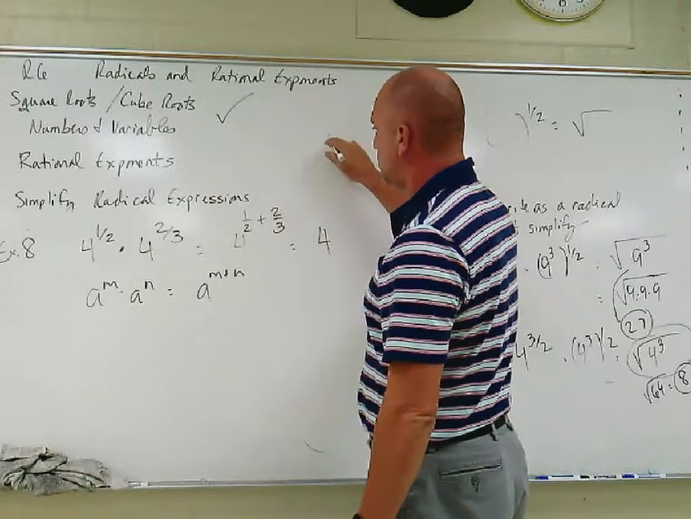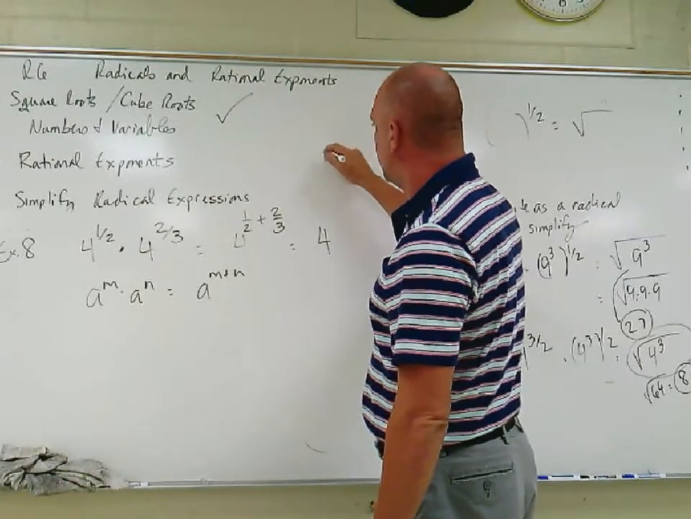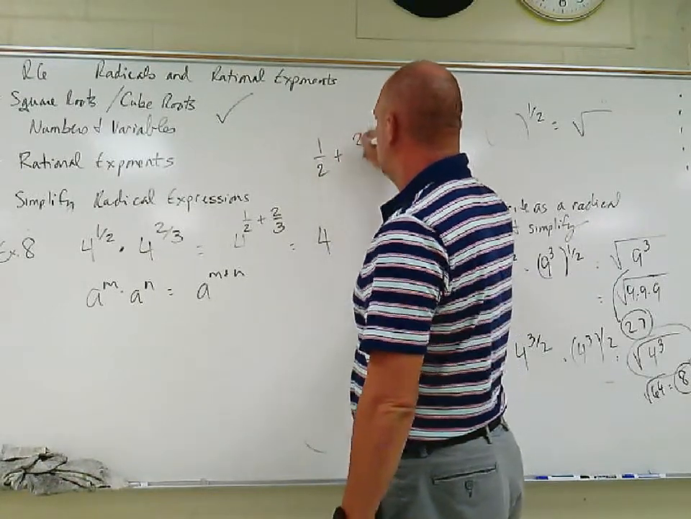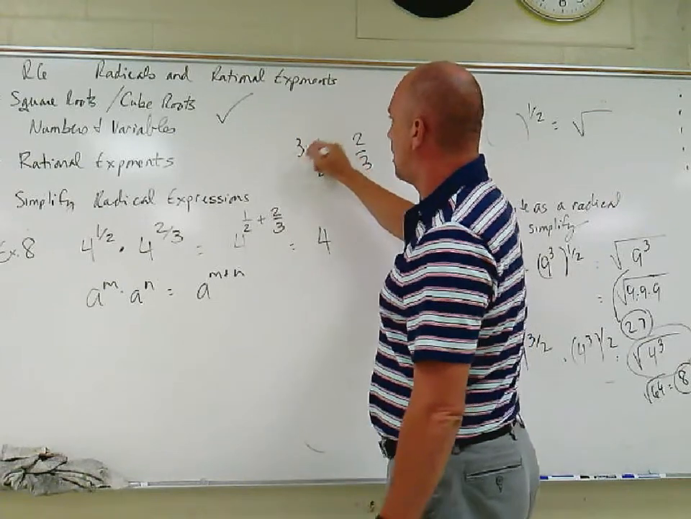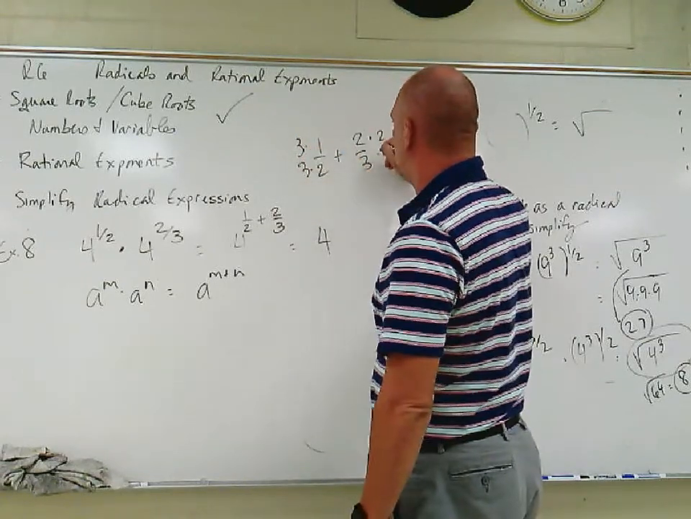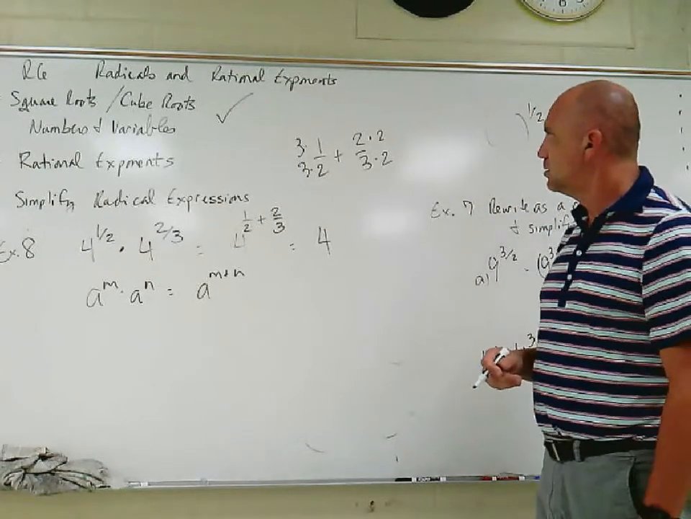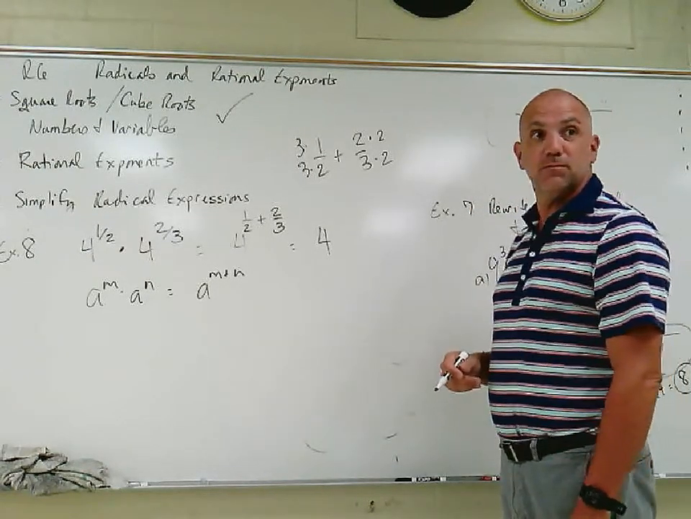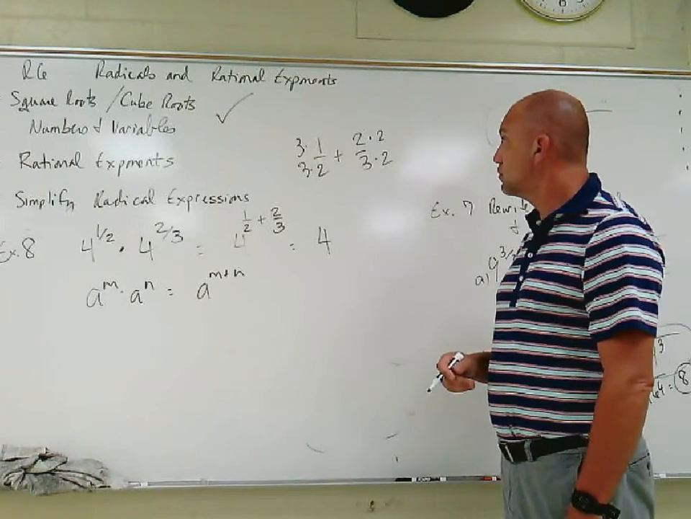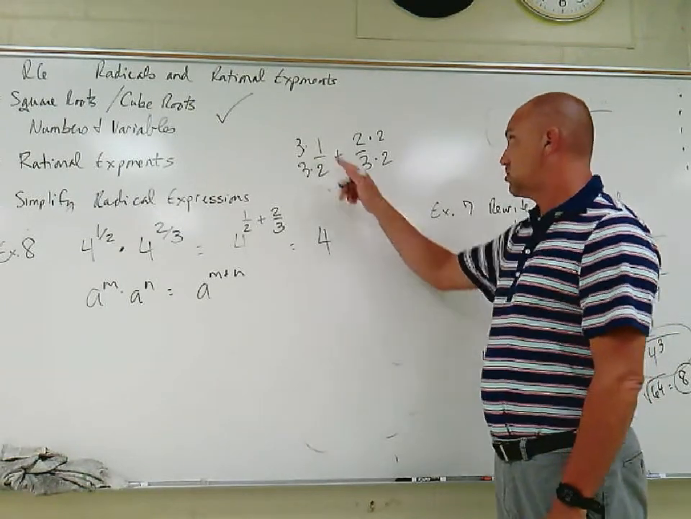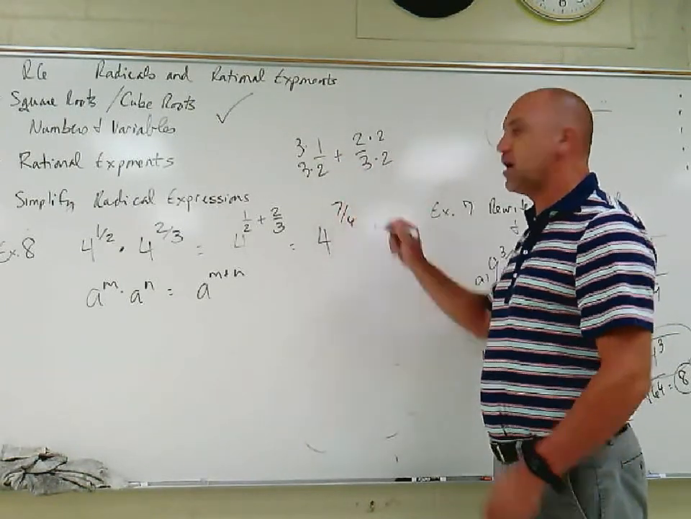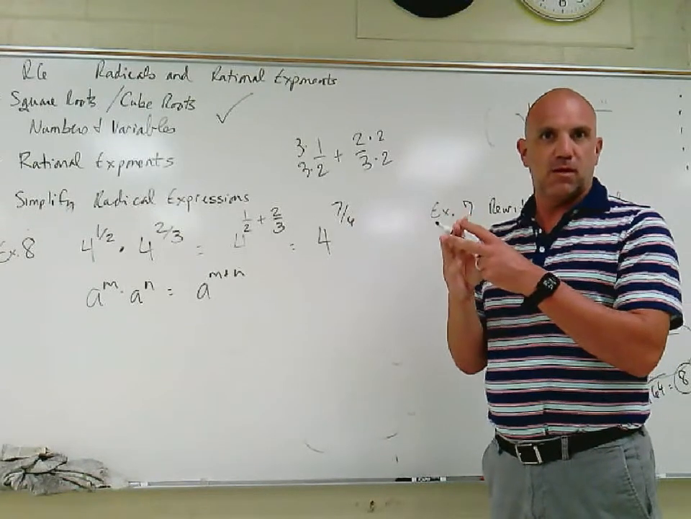If you want to do the work to the side, the 1/2 and 2/3. So I'm going to multiply this guy by 3 over 3 and this guy by 2 over 2. And so what do you end up getting? 4 to the what? 7 over 6. So now you've made it and you've simplified there.